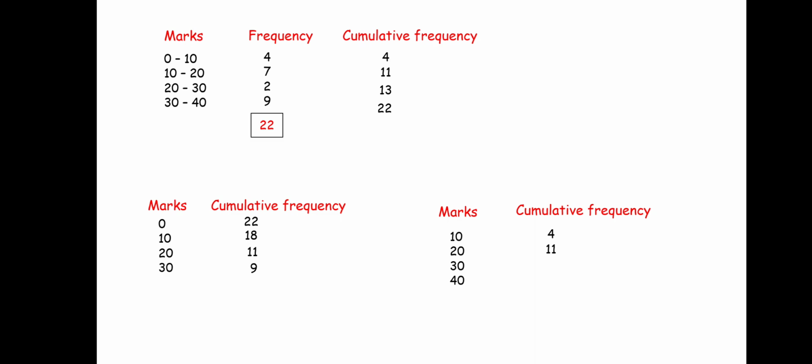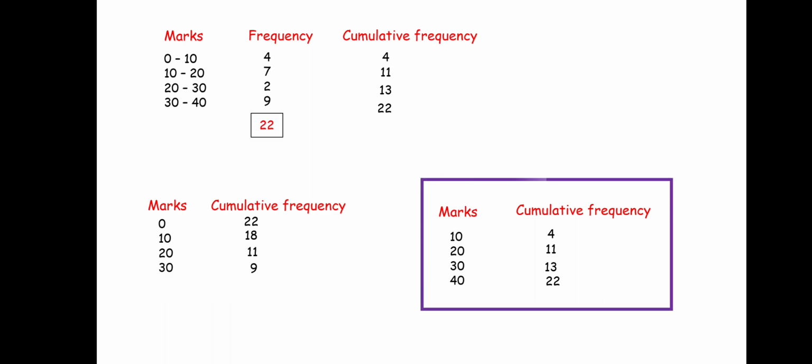Similarly, how many students scored marks less than 30? We got 13. And lastly, how many students scored marks less than 40? Obviously the entire class, that is 22 students. And basically in cumulative frequency we are using this lower limit only. I hope you understood this example, and now we'll have a pharmaceutical example.